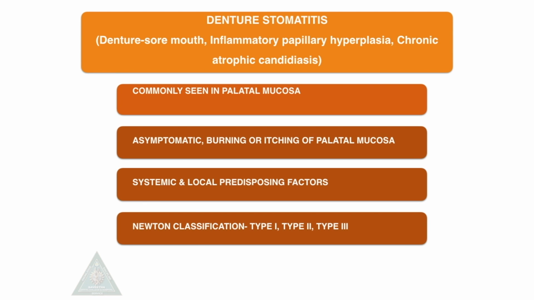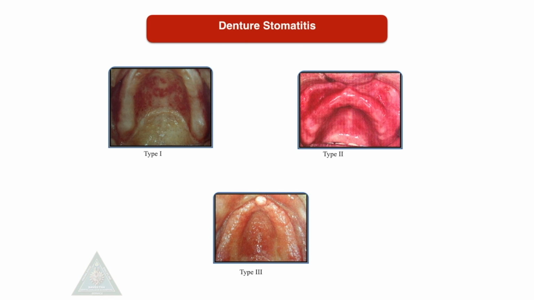Systemic factors include hormonal imbalance, old age, and diabetes mellitus, whereas local predisposing factors include irritating denture or ill-fitting denture and xerostomia. Newton classified denture stomatitis into three types: type 1, type 2, and type 3. Type 1 is localized with a pinpoint hyperemia, whereas type 2 is generalized with a diffuse erythema covering the entire or part of the denture covering mucosa, whereas type 3 will be a combination of type 1 and 2.